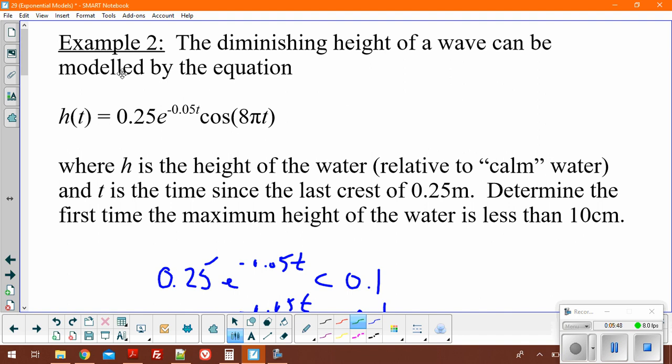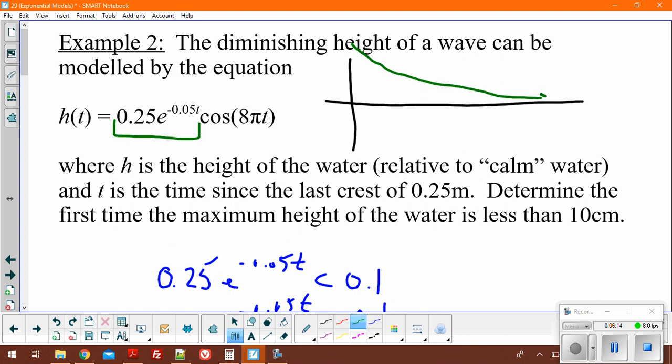But again, some setup stuff. Diminishing height of a wave can be modeled by this equation. You may have seen that towards the end of advanced functions when you did composite stuff. But the idea is this part here controls your amplitude or the height of the wave. So this is an exponential function. The negative means it's going to be decreasing from left to right. So e to the negative 0.5t looks something like that.